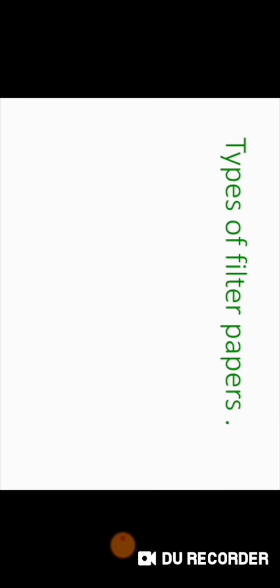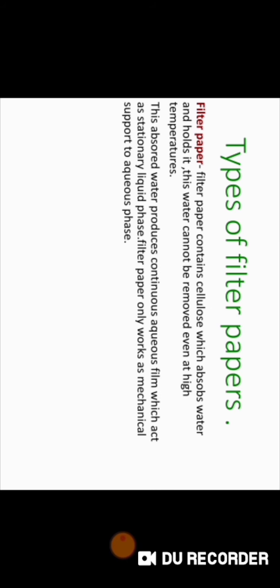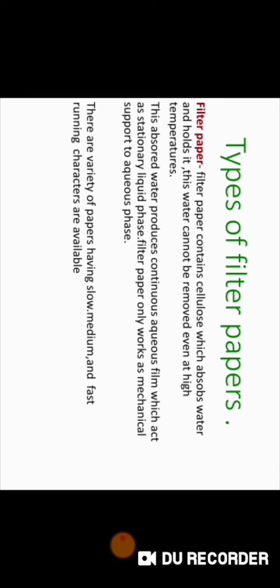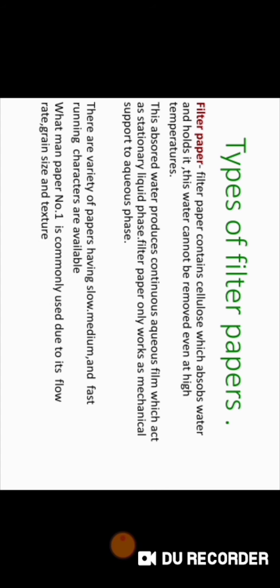So, types of filter papers now. What kind of filter papers are used? Filter paper contains cellulose which absorbs water, which retains the water, and even at higher temperature water cannot be removed. So this absorbed water produces a film on the filter paper. There are a variety of papers having slow, medium and fast running characters. All kinds of papers are available, and generally Whatman paper number 1 is commonly used, which has the grain size, texture and flow rate that are ideal for paper chromatography.